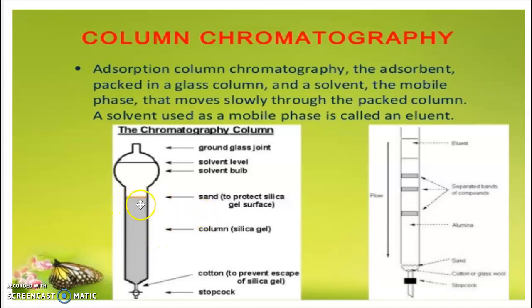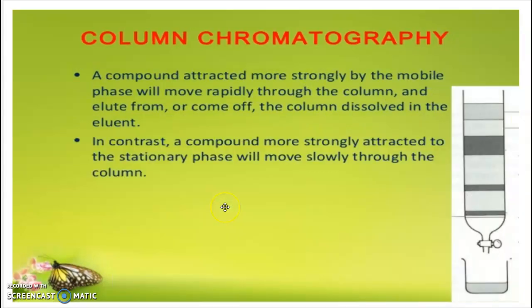So this is the sand or silica in order to protect the silica gel. When we add the mobile phase, the surface of the silica gel or stationary phase may be disturbed. In order to avoid that, we use a sand layer, and this is the column of silica gel. This is the cotton plug, which we plug in to prevent the escape of the silica gel, and this is the stopcock. Okay, this is the apparatus setup.